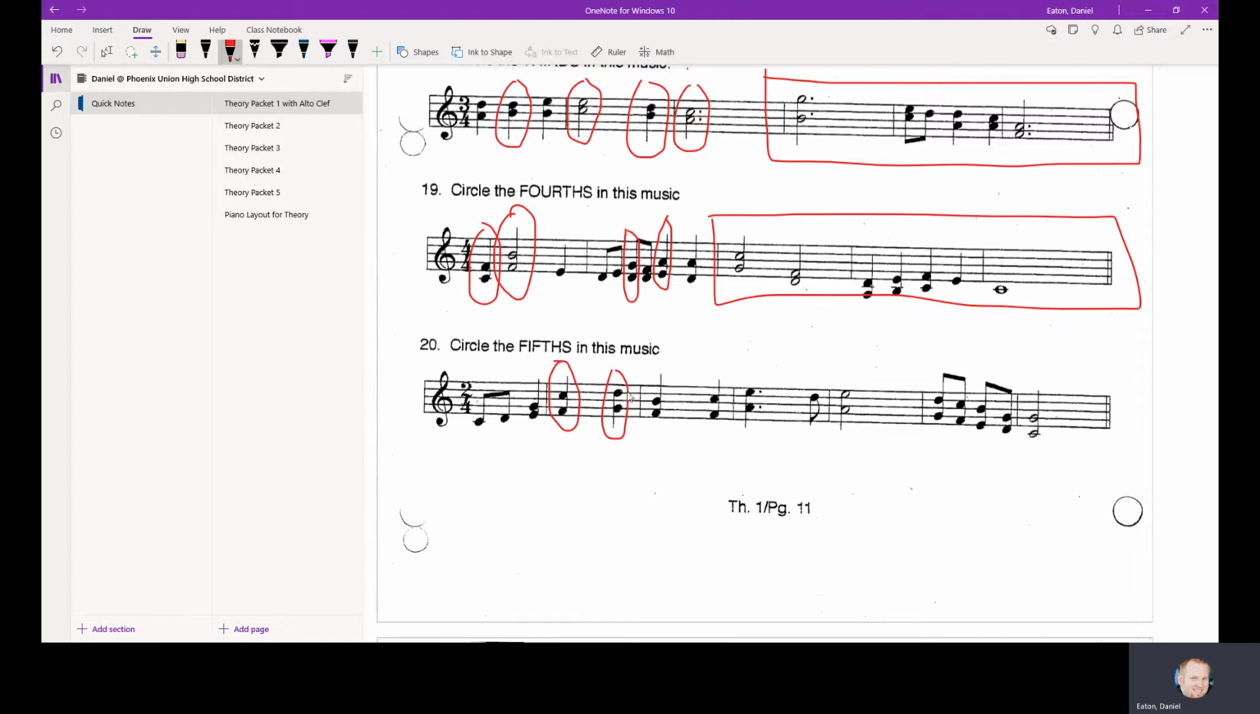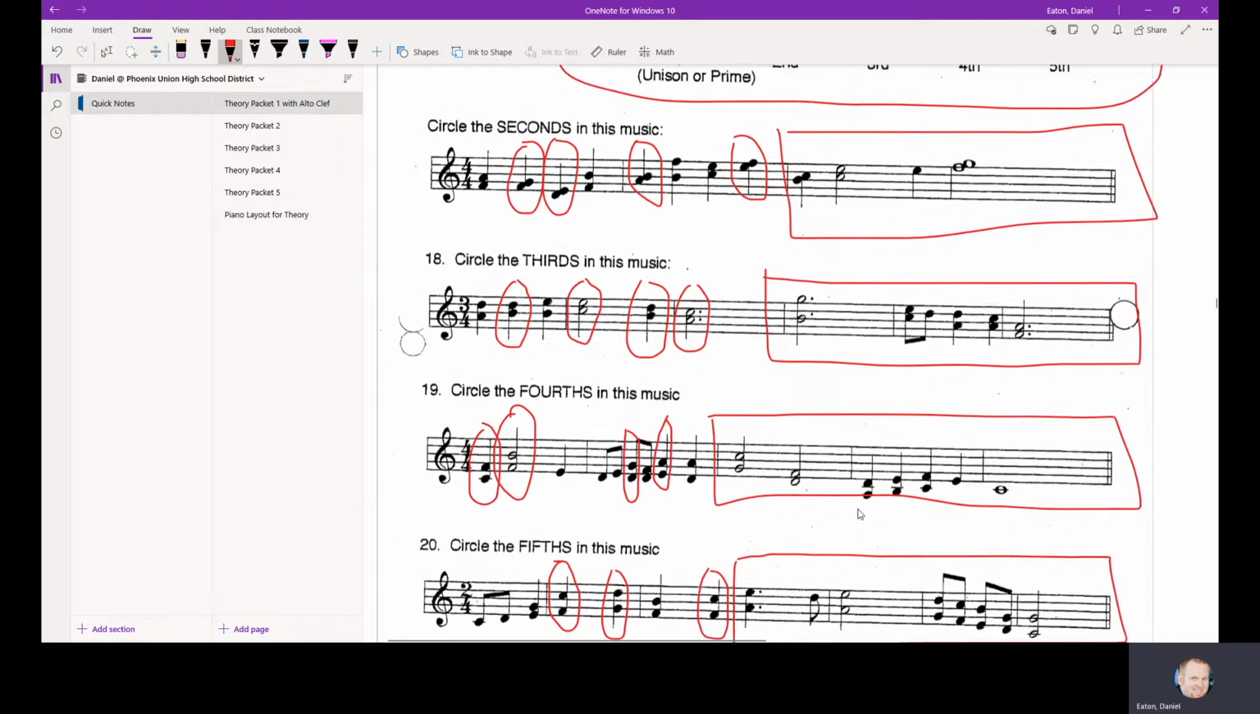G, A, B, C, D, 1, 2, 3, 4, 5. That's another fifth. F, G, A, B, 1, 2, 3, 4. No. F, G, A, B, C, 1, 2, 3, 4, 5. Yes, that is a fifth. And again, I will let you do this as practice, but that's how you figure out intervals, okay?